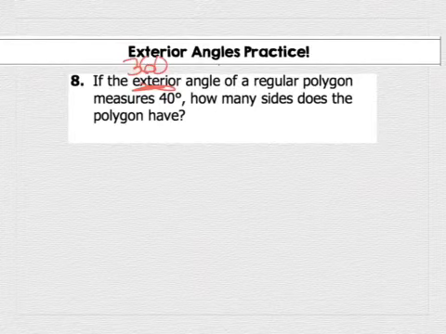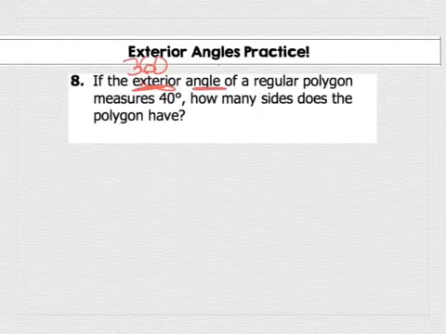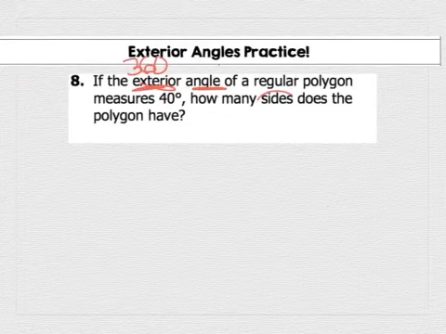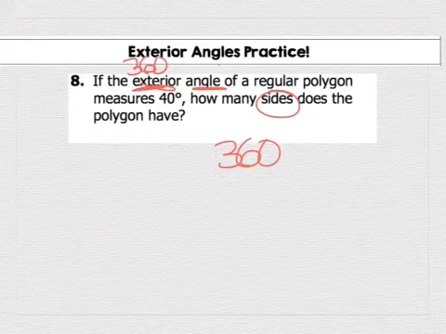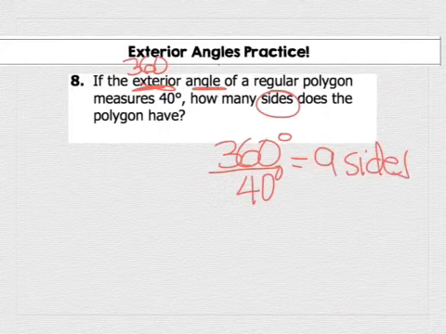So if the exterior angle of a polygon measures 40 degrees, so it's just one angle and it measures 40 degrees, how many sides does the polygon have? What I'm trying to do is find the number of sides. Well, what I do know is that they mentioned something about 360. And so I'm going to take 360 degrees and divide it by the degrees of the angle, which is 40. And we're going to find out that this has 9 sides.